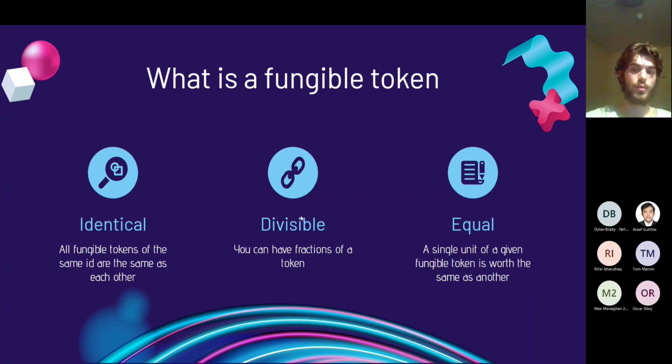Secondly, it's divisible. Of course, non-fungible tokens are indivisible, so you can't own half of an NFT. However, you can own 0.5 of an HBAR. You can own 0.5 of the token which we'll be making today.